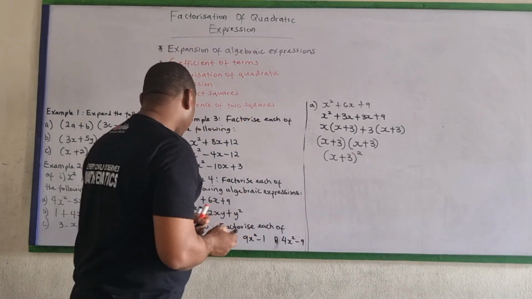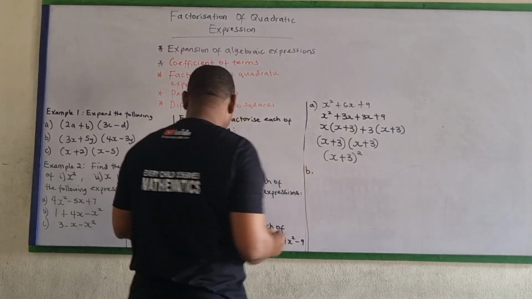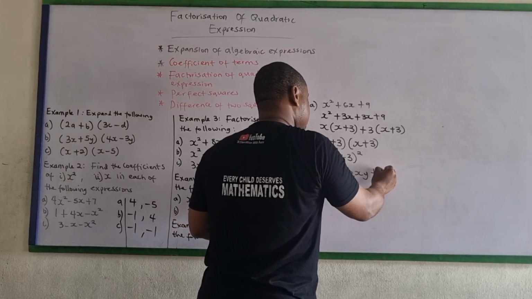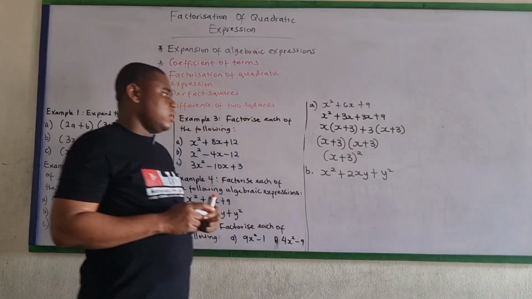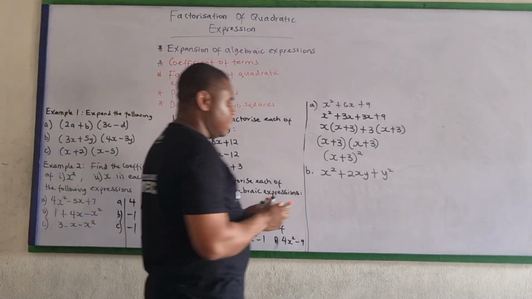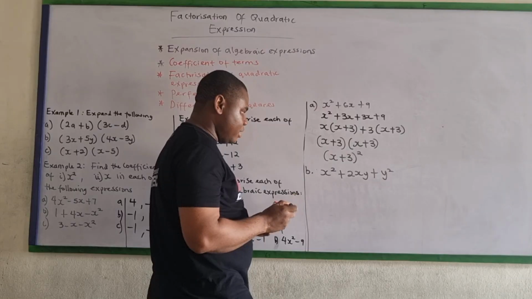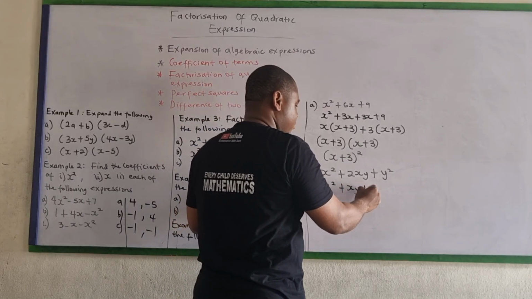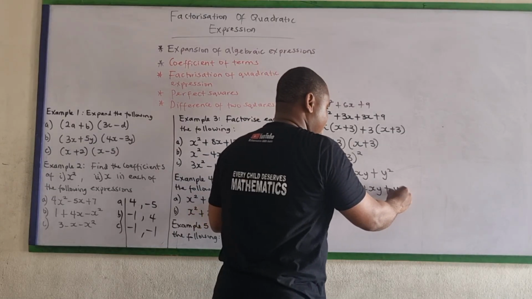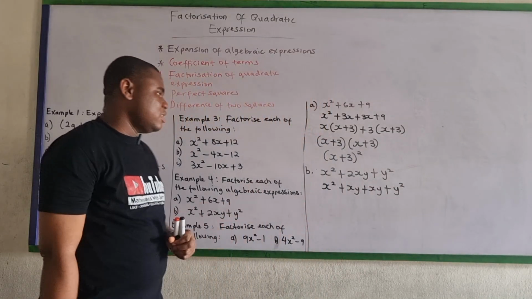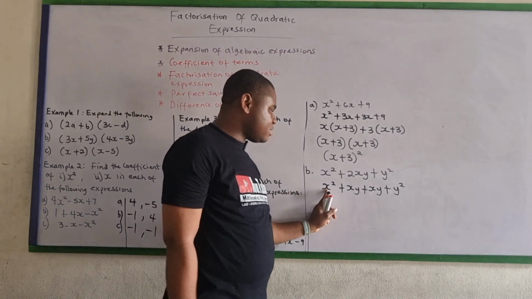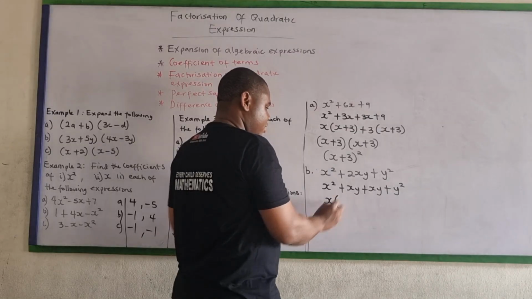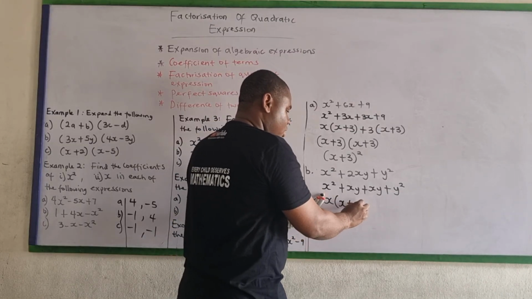Alright, so now the second one, we have x squared plus 2xy plus y squared. Alright, so in this case, I can rewrite this as x squared plus xy plus xy plus y squared. Now what is common between x squared and xy? X is common, so what is left here? I'm left with x plus y.